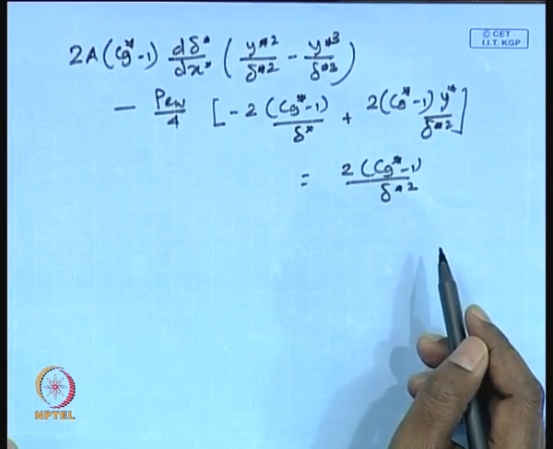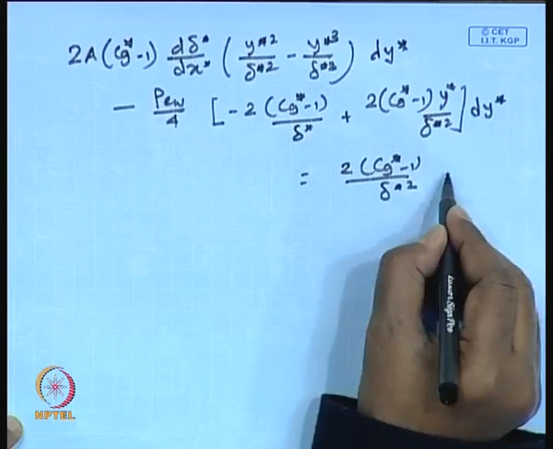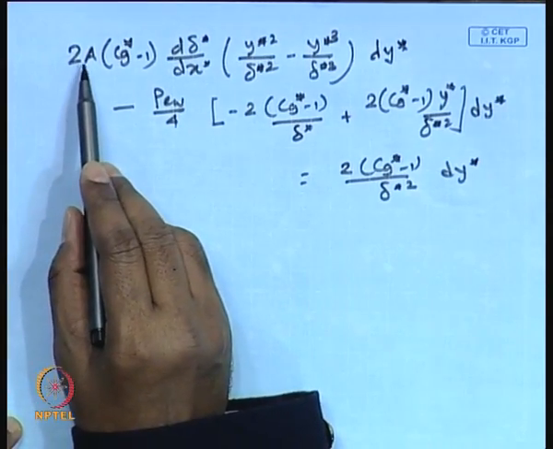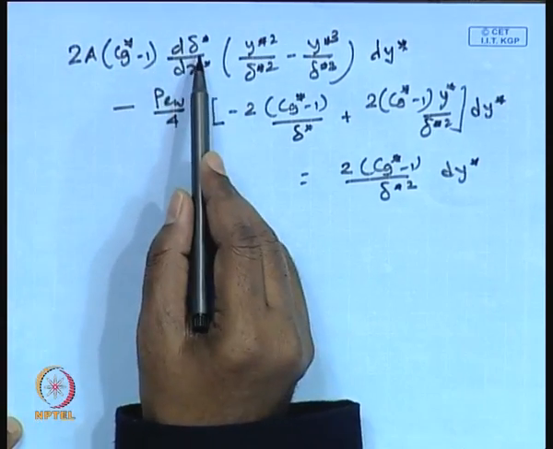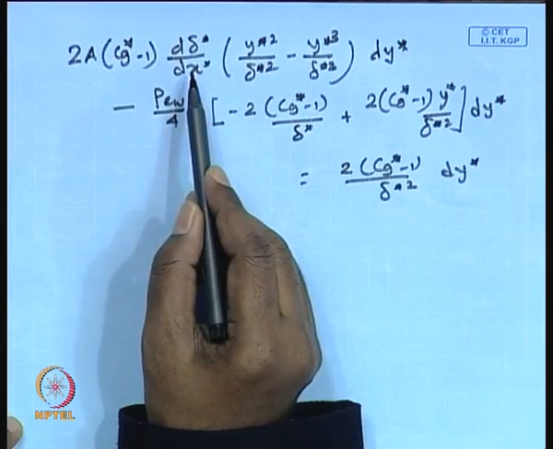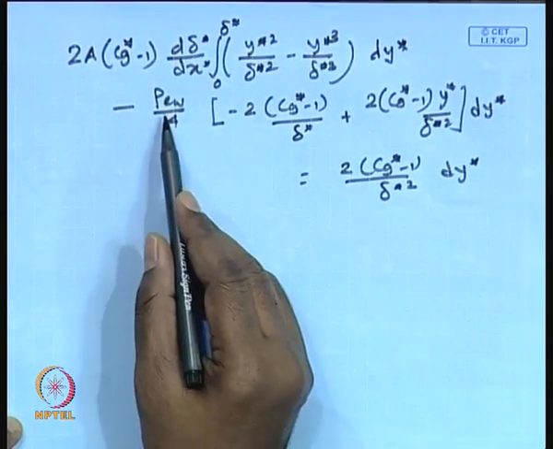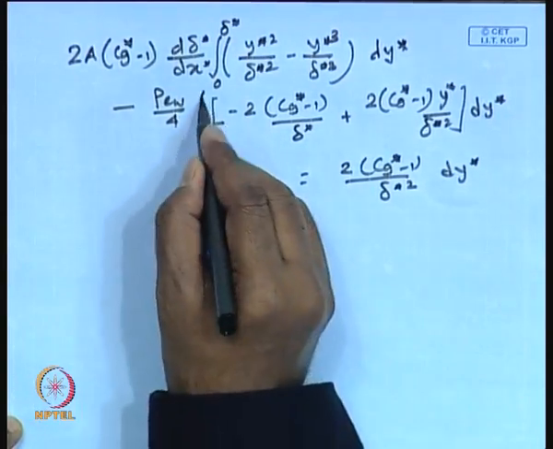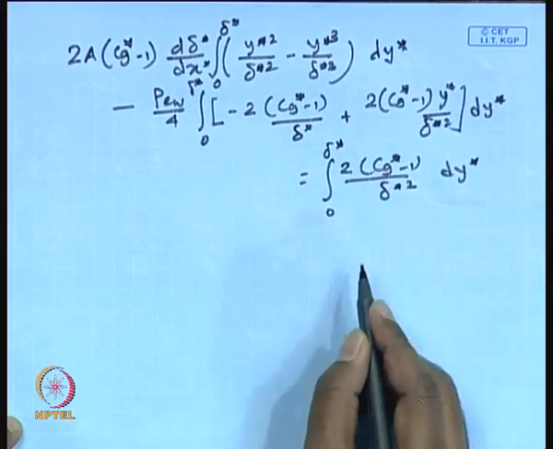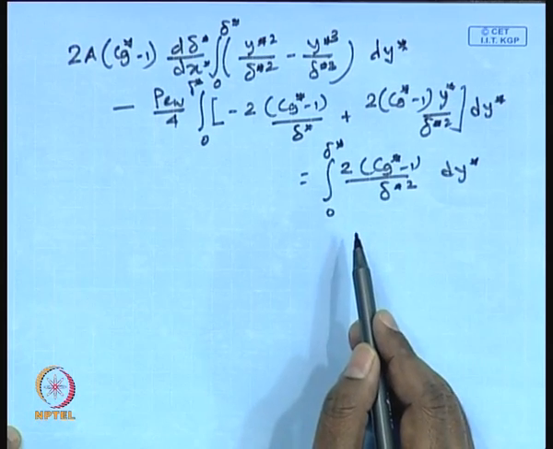Okay. So, what I will do, I will multiply both sides by dy star and integrate across the boundary layer thickness. Now, a is constant, cg star is constant, delta star is a sole function of x. So, d delta star dx star is a function of x only. So, it has nothing to do with the y star. So, I integrate between 0 to delta star, they will be constant. Again, p w is a function of x only. So, I integrate across the boundary layer thickness and do away with the y dimension. So, I will be getting a governing equation in x.